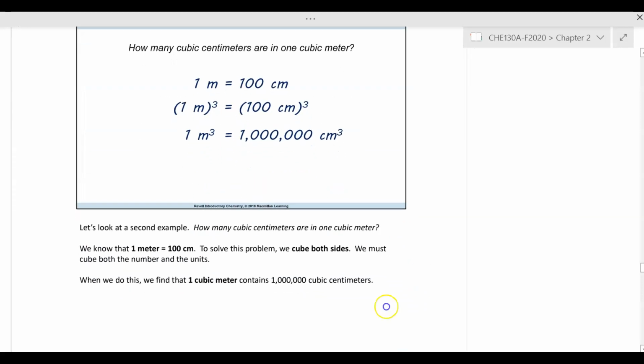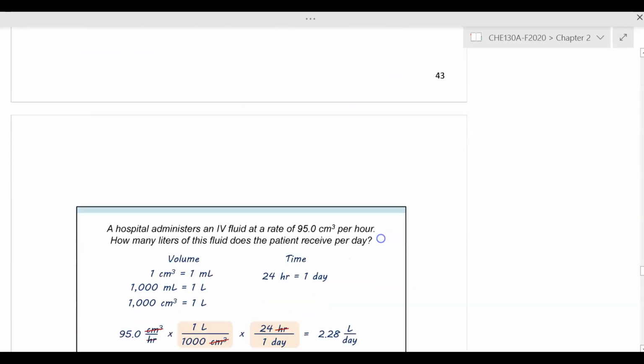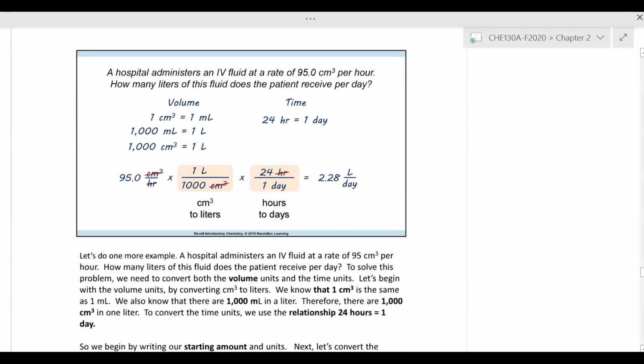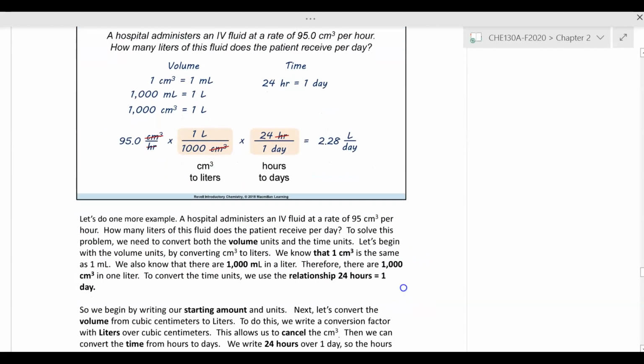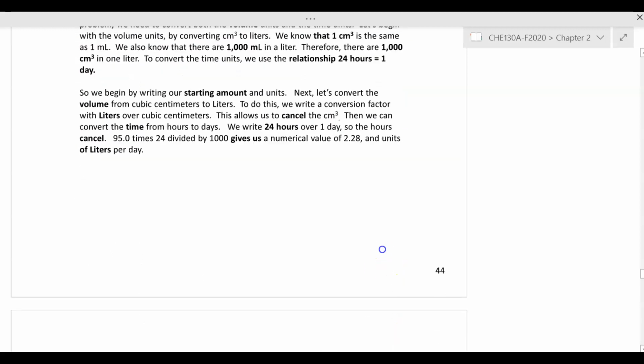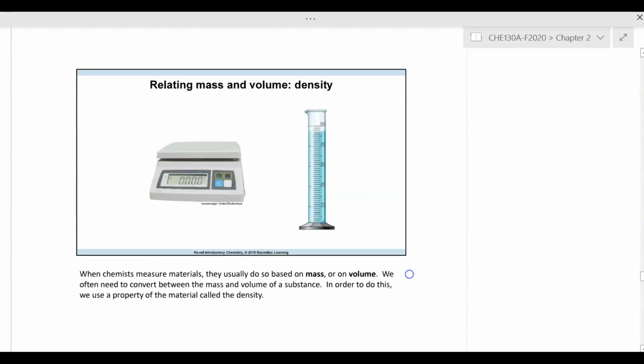Other examples here, calculating cubic centimeters in a meter, and example problems with fluid conversions and times here, and determining how much gets delivered in IV fluid, which of course is a very important thing in medical settings.